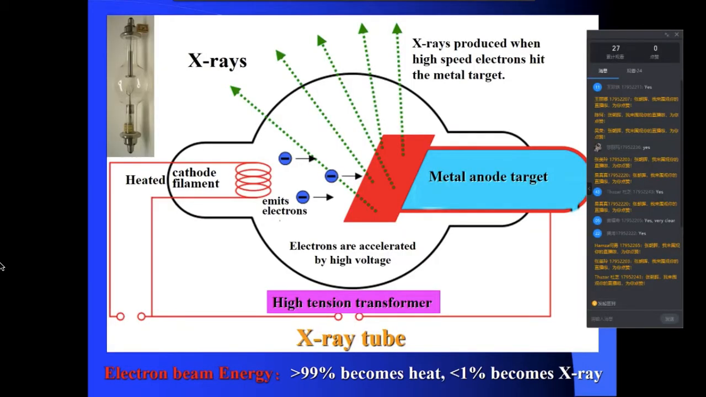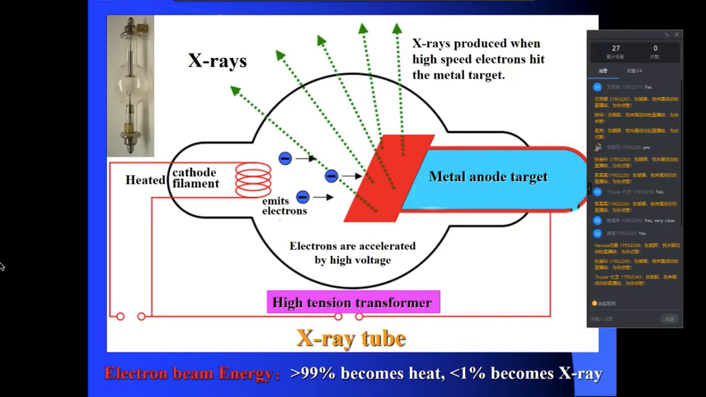And this figure shows the process of X-ray production. When the cathode filament is heated by an electric current, it emits electrons. And these electrons are accelerated by high voltage generated by a high tension transformer. When high speed electrons hit the metal anode target and suddenly decelerate, X-rays are produced.